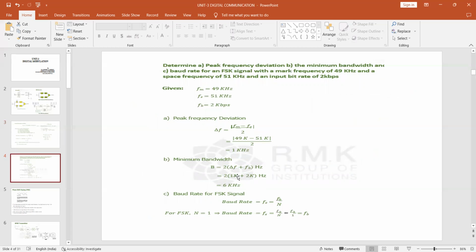Del F is the frequency deviation, which we calculated from this formula. We substitute here and obtain 6 kilohertz.